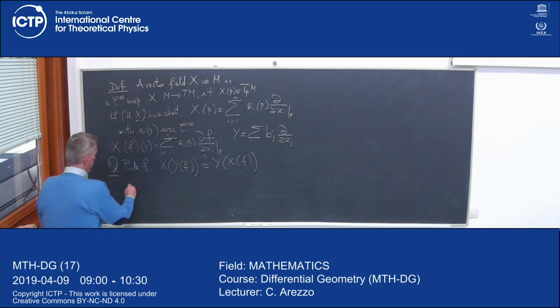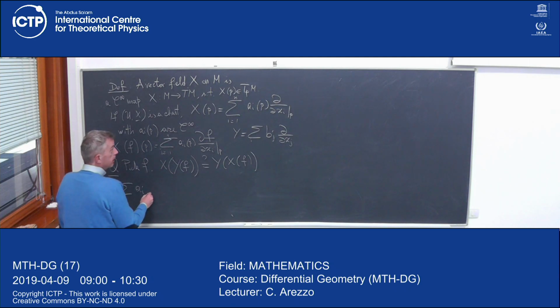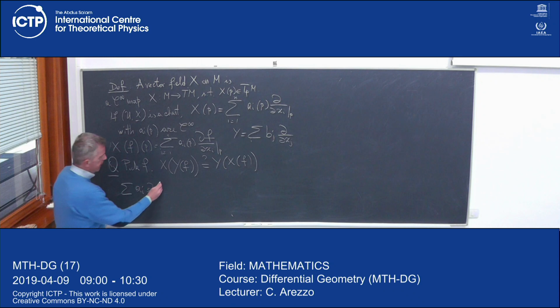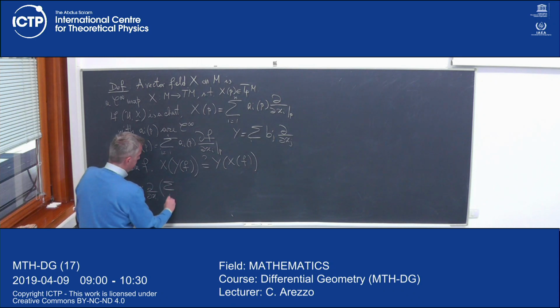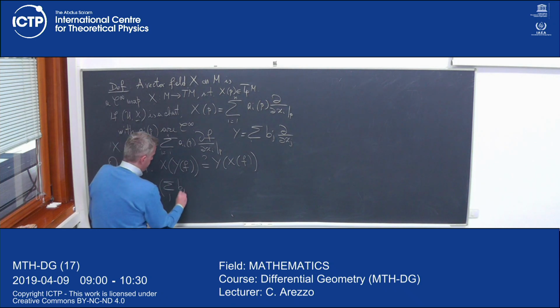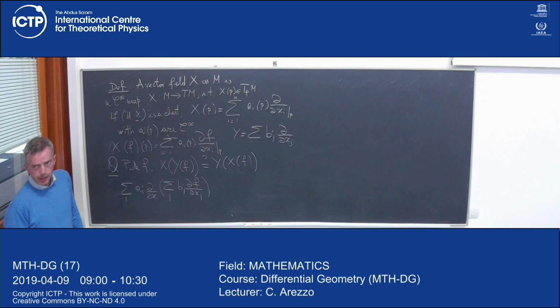Now, Y of f. What I'm doing is the sum, and all the sums will be from 1 to n, so I don't write where. Sum of ai d/dxi. I'm writing X, but this acts on what? On the sum over j of bj df/dxj. Do you agree that this is the left-hand side of what I wrote? I just replaced the local expression.